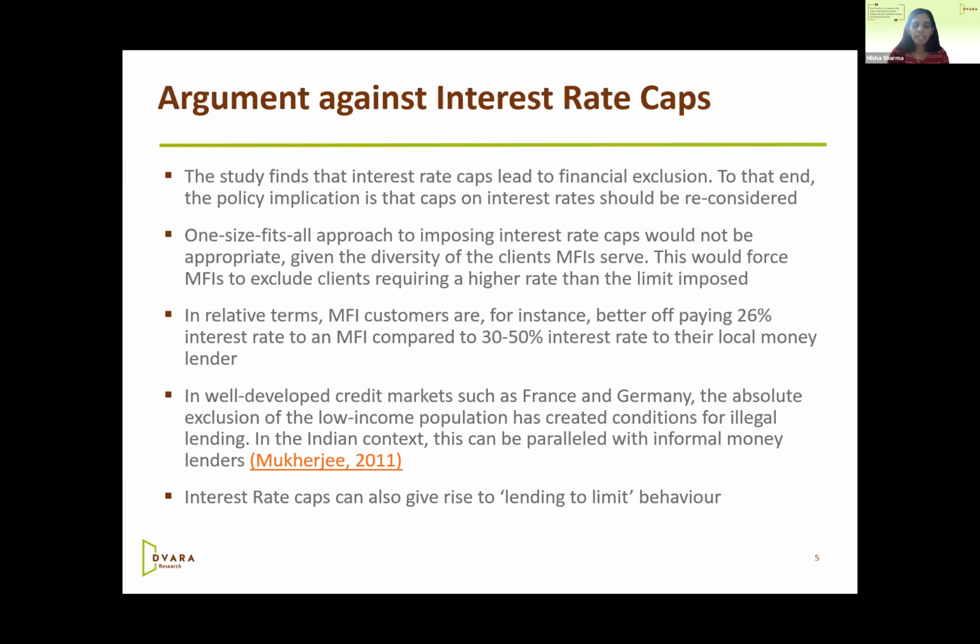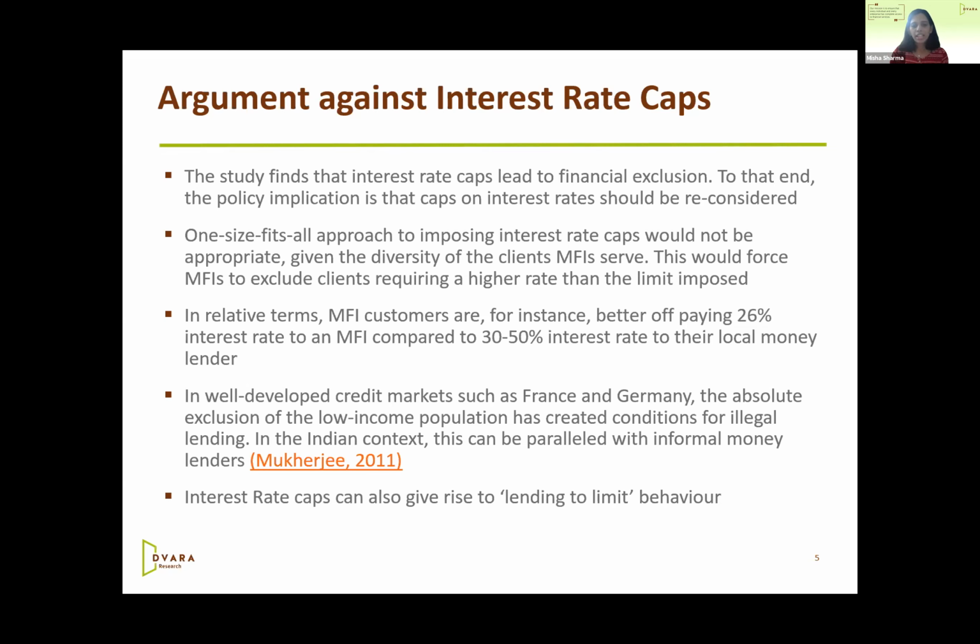Another point that I think might be worth highlighting in the paper is if you compare this whole regulation of ceilings on interest caps in well-developed markets such as France and Germany. And this is something that we wrote about at Dwara way back in 2011, which is that the absolute exclusion of the low income population has created conditions for illegal lending. So if it happens in countries like France, Germany, and other European countries, then I think we should consider what the effect will be in a developing context. So in the Indian context, I think you can make a stronger case and parallel it with the informal moneylenders.